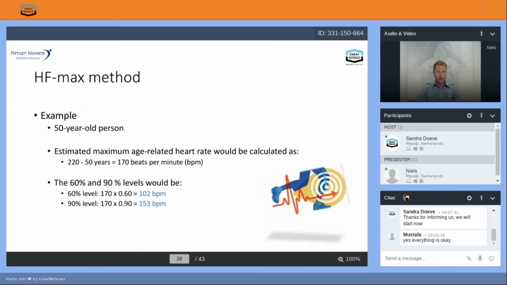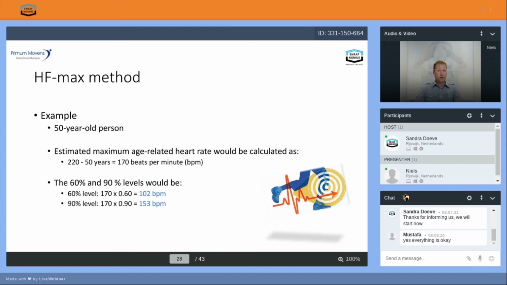For this 50-year-old person, the 60 and 90% training levels would be 170 times 0.6, that is your 60%. That leaves you with a minimum heartbeat range of 102 beats per minute and a maximum level of 170 times 0.90, and that leaves you with 153 beats per minute. So the training zone for this specific patient would be, if I make it a bit rough, between 100 and 150 beats per minute.